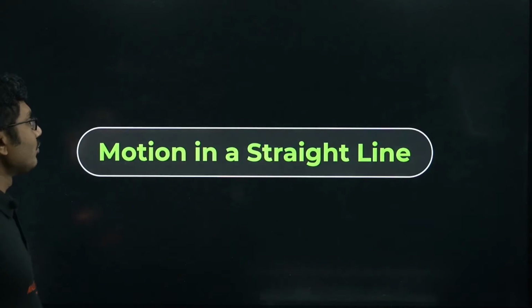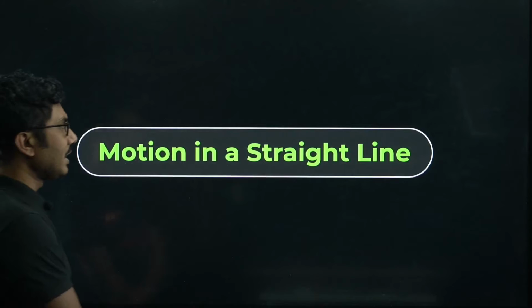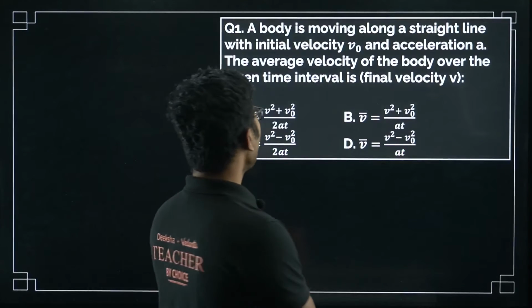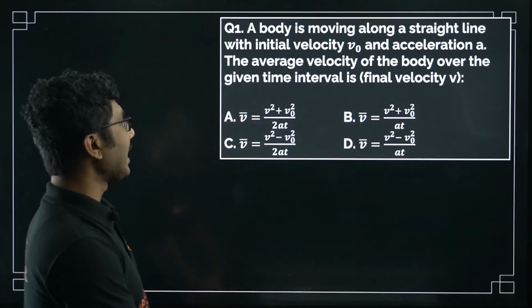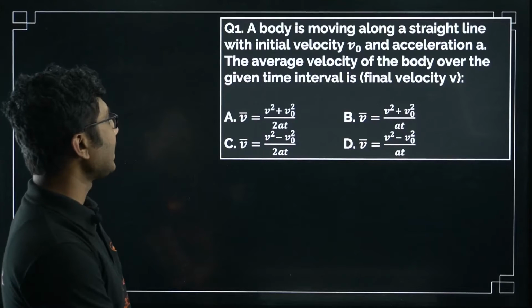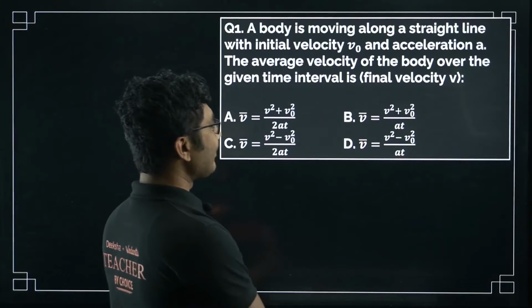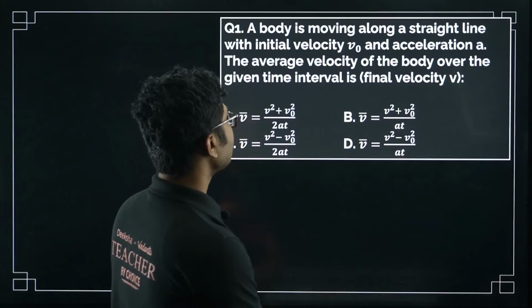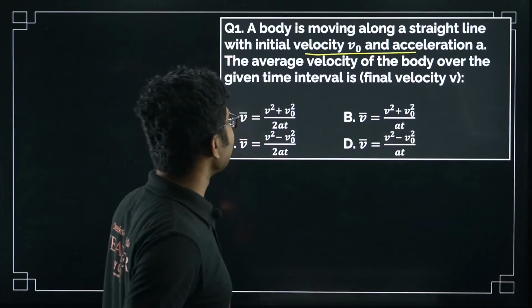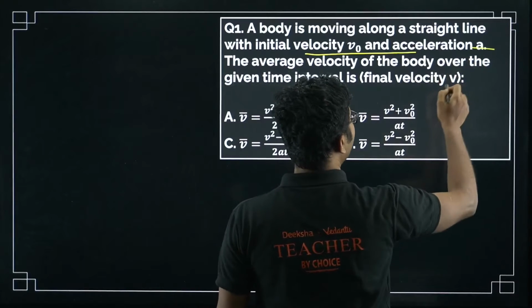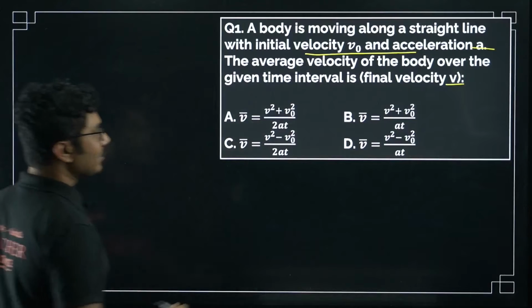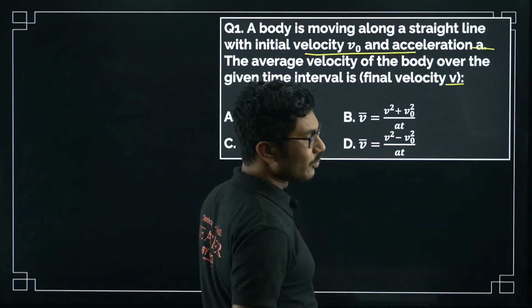Okay, now let's move on to the next chapter, motion in a straight line. A body is moving along a straight line with initial velocity v0 and acceleration a. The average velocity of the body over the given time interval is, final velocity is v. So it started with a velocity v0 and acceleration a. Final velocity is v. So what is the displacement? Time is also given. So you don't have to do anything.